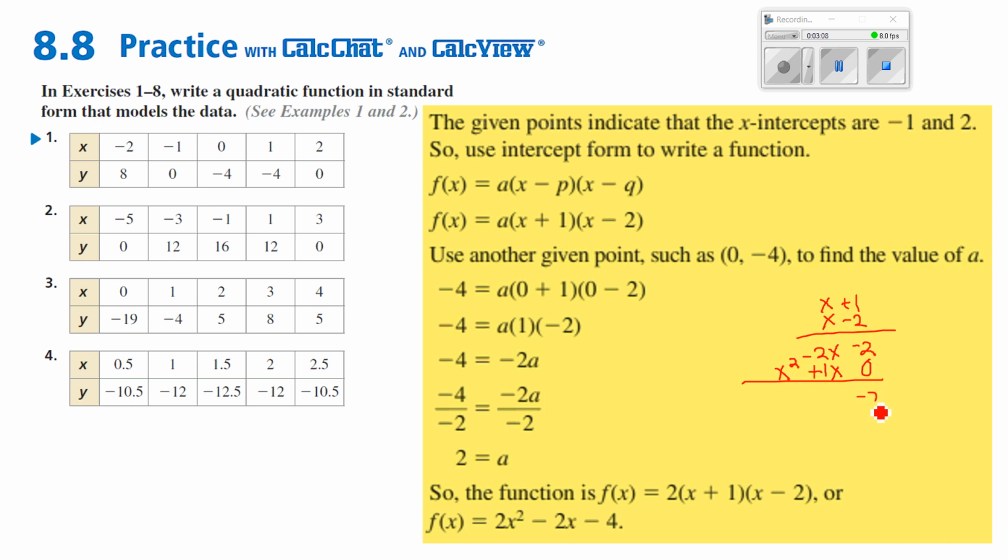Now this would come down to be -2. -2x plus 1x will be -x. And then this will remain x squared. Now we have to multiply everything here by that number 2 that we put in front. Remember, the 2 is in front over here. So when I do this, 2 times x squared will be 2x squared. 2 times -x would be -2x. And 2 times -2 would be -4. And as you can see, that's exactly what they got over here. All right, let's move on to number 3.